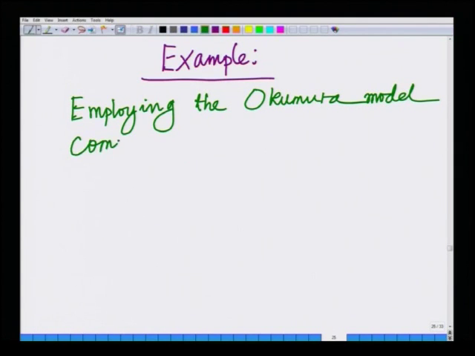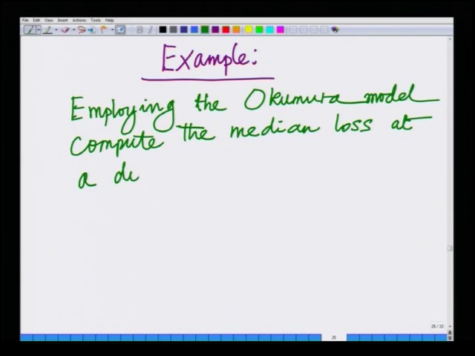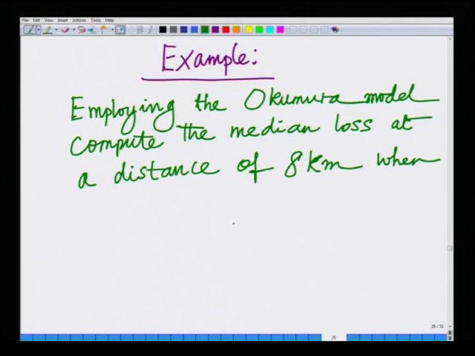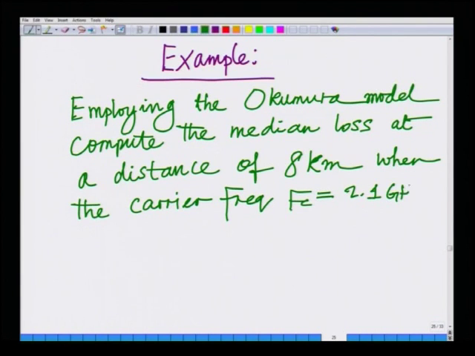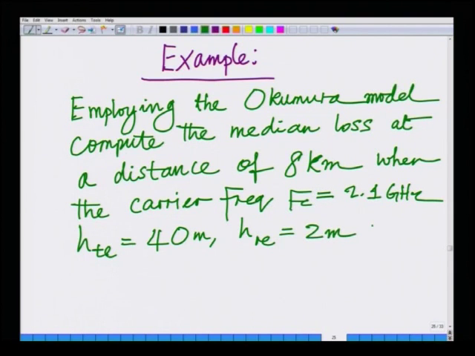compute the median loss, which is nothing but the L50, compute the median loss at a distance of 8 kilometers when the carrier frequency Fc equals 2.1 gigahertz, HTE the transmitter height equals 40 meters, HRE equals 2 meters in a large city. All right.